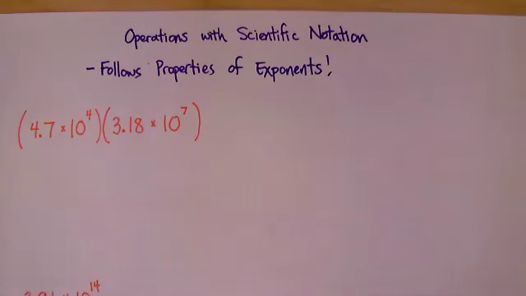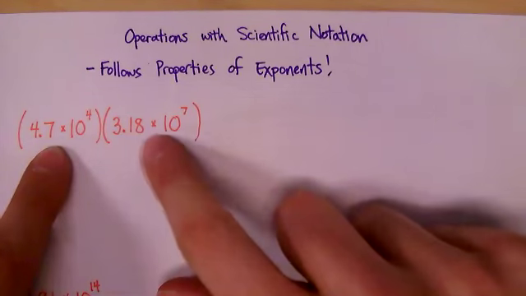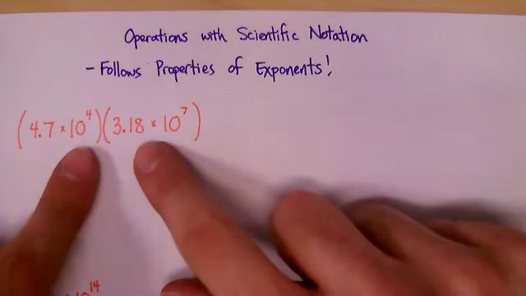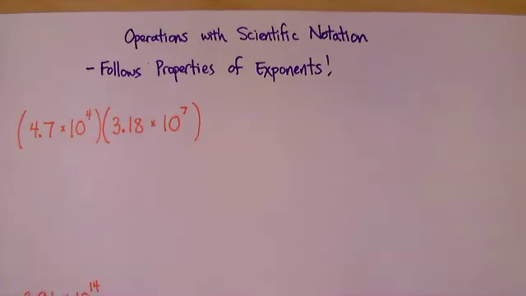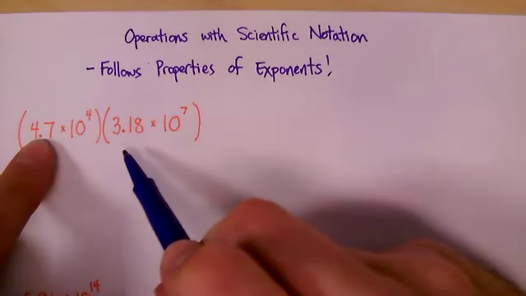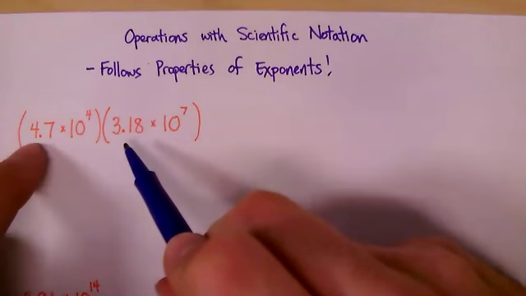All right, now that we know what scientific notation actually is, we may be asked to do math on numbers in scientific notation. So if you see right here in parentheses, I have one number in scientific notation times another number in scientific notation. And when we're doing these, we actually just follow the properties of exponents, which is why we're doing it at this point in the year. If you see this 4.7 and this 3.18, these are both just plain numbers with first powers. They're the coefficients right here.